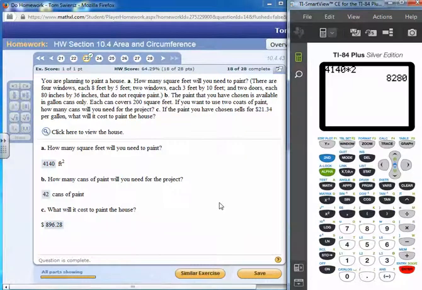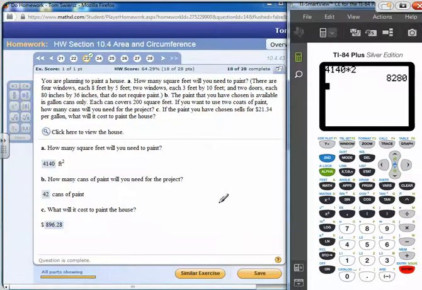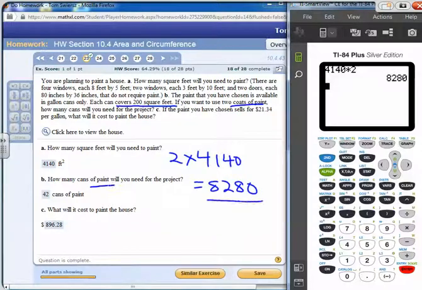Okay, so again, we've got the 2 coats. So 2 times 4,140, and we get 8,280. And now notice each can of paint covers 200. So how many cans of paint will we need? Divide the area by the area of each gallon of paint, 200, right? So how many 200s go into 8,280? So we divide to get the number of cans of paint.